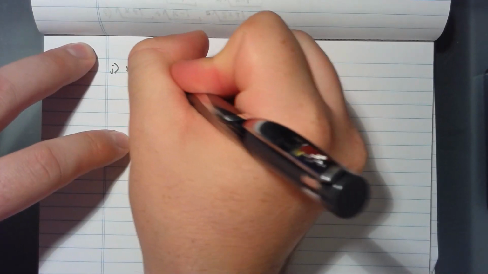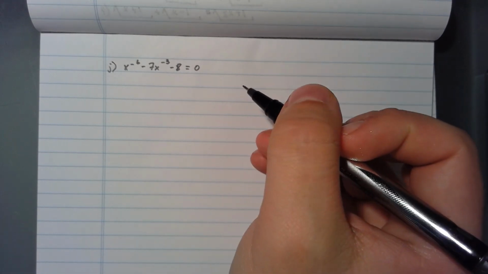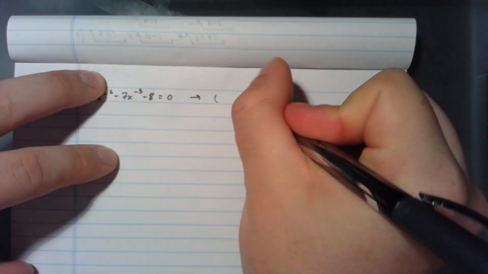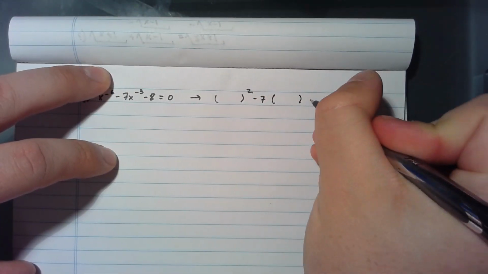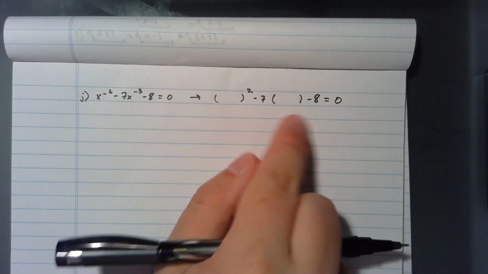So J. Okay, this is another quadratic in form equation. So you're going to have something to the second power minus 7 times something minus 8 equals 0. Something squared minus a number times something minus 8 equals 0. That looks like it's quadratic in form, right?